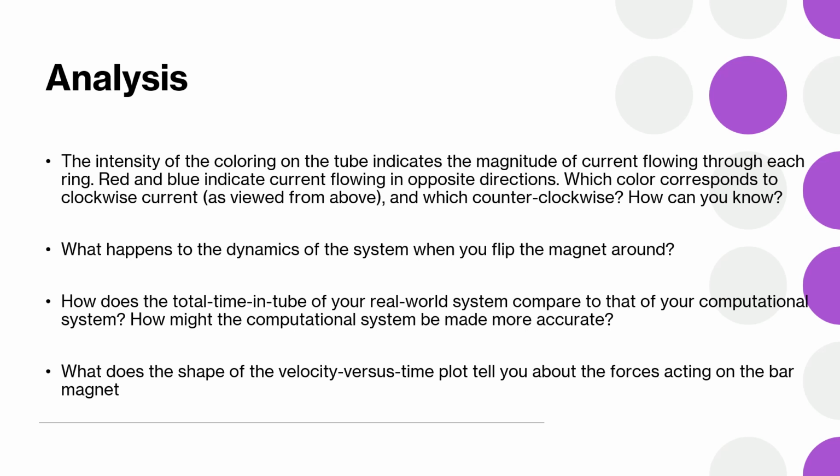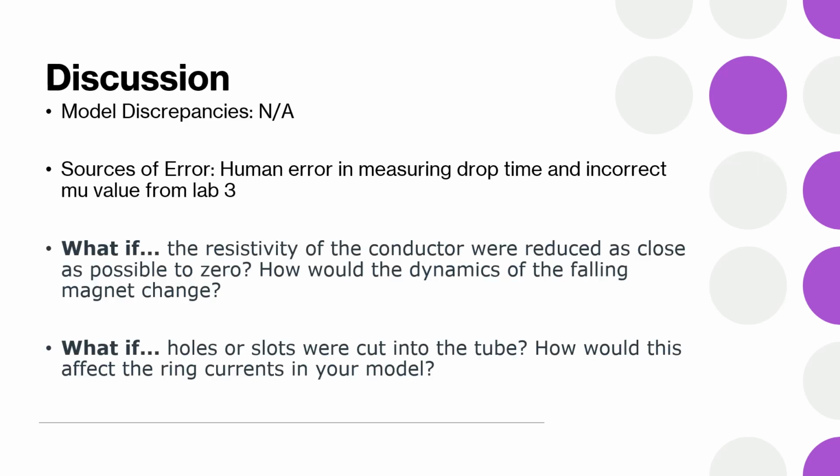What does the shape of the velocity versus time plot tell you about the forces acting on the bar magnet? At first, the gravitational and magnetic forces are unbalanced, and then when the graph levels out, at constant velocity, the forces are balanced, and then when the magnet falls out of the tube, they're unbalanced again. There are no model discrepancies. Some possible sources of error are human error in measuring the drop time and an incorrect mu value from lab 3.